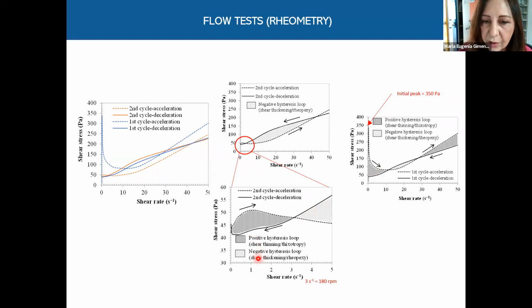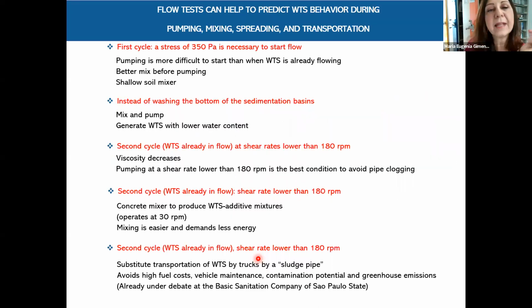Well, some practical conclusions can be drawn from these tests. For instance, that stress of 350 Pa is necessary to start flow. Pumping is more difficult to start than when the sludge is already flowing. So it's better to mix the sludge before pumping. And that can be made with many equipments. A shallow soil mixer would be very useful. This also gives the idea that instead of washing the bottom of the sedimentation basins, we could mix the sediments and pump them, generating a WTS with lower water content.